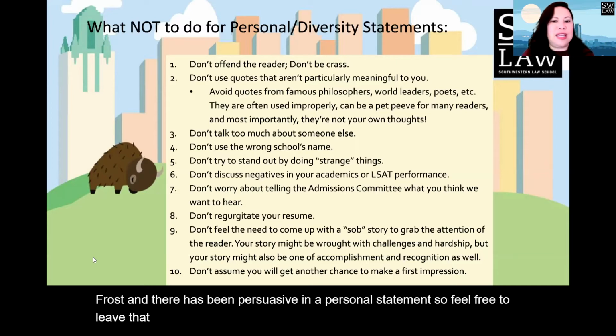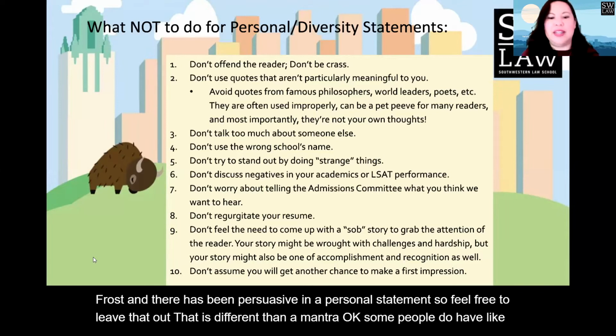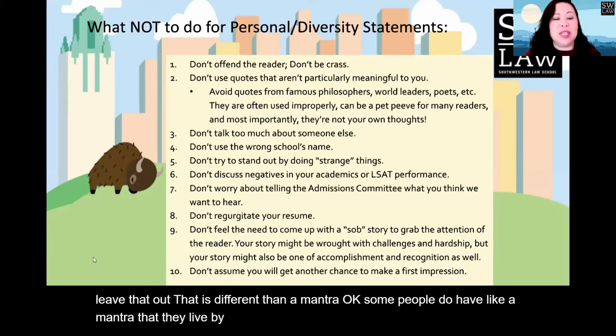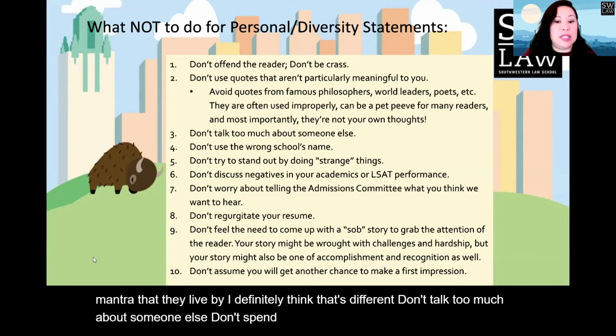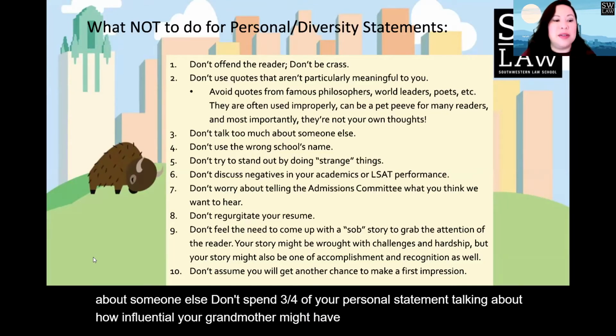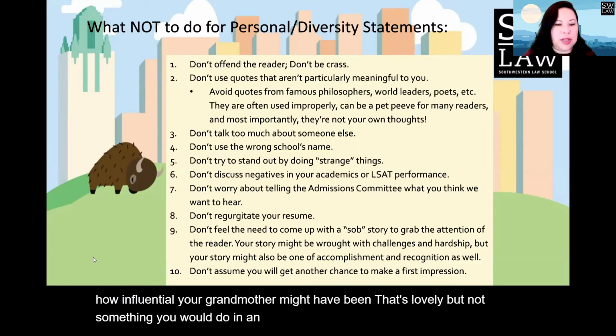That is different than a mantra, okay? Some people do have a mantra that they live by. I definitely think that's different. Don't talk too much about someone else. Don't spend three-quarters of your personal statement talking about how influential your grandmother might have been. That's lovely, but not something you would do in an in-person interview, so skip it here.